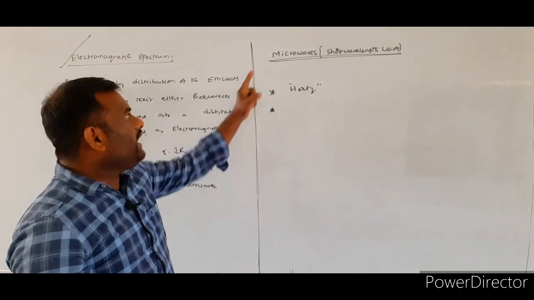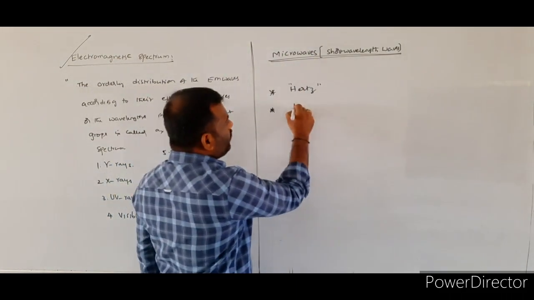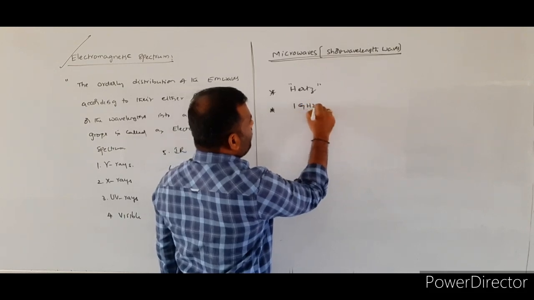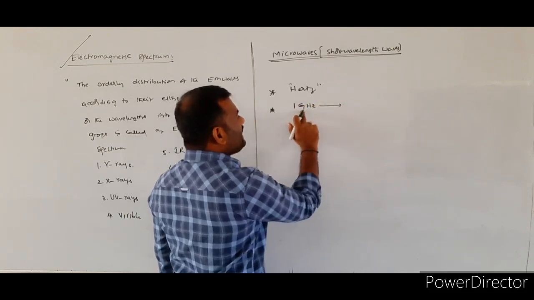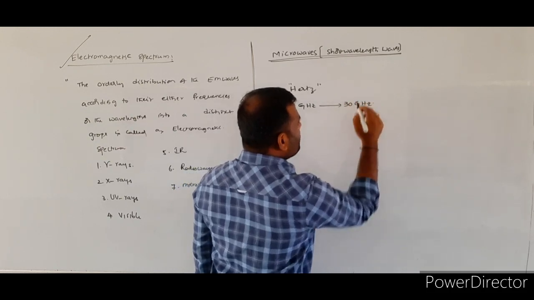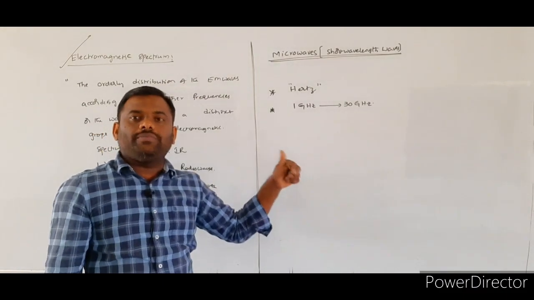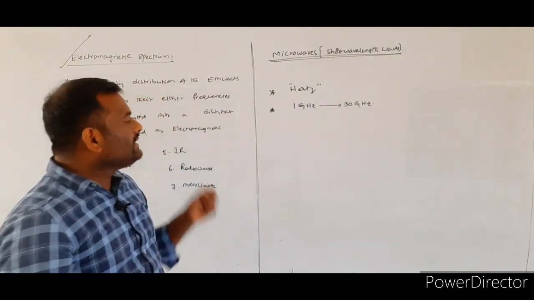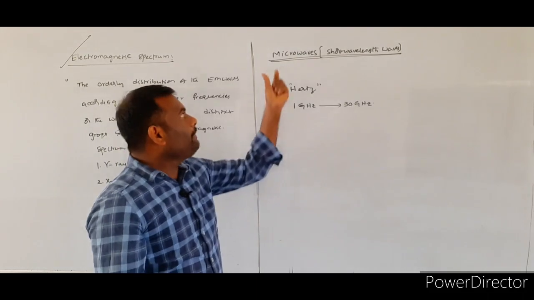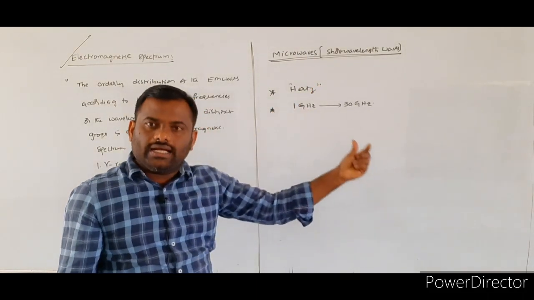The range of the microwaves is given by its frequency range, from 1 gigahertz to 30 gigahertz. 1 gigahertz to 30 gigahertz. So 1 giga means what? 10 power 9. So the frequency range of the microwaves is 1 gigahertz to 30 gigahertz.